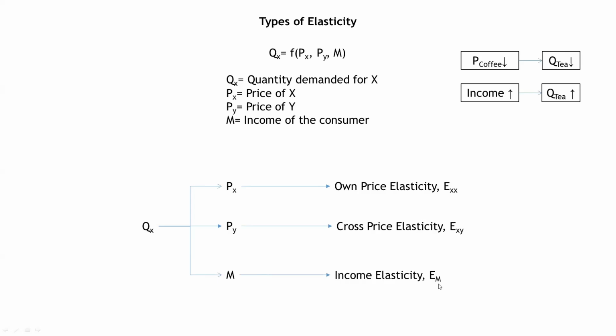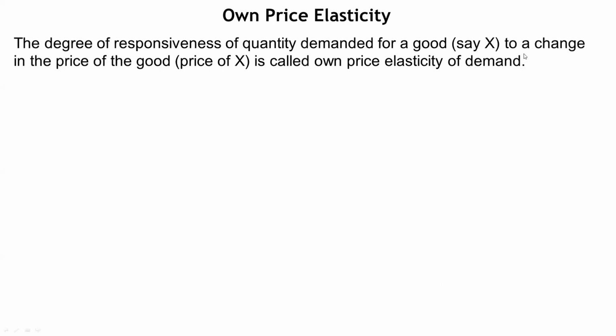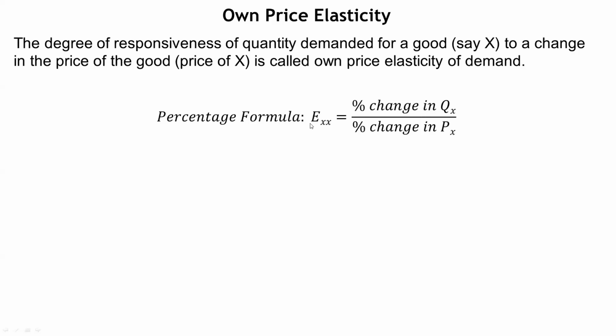I shall first give you a detail on own price elasticity. Own price elasticity measures the responsiveness in quantity demanded for a good due to the change in price of that good. We can measure own price elasticity in three different ways. Primarily, own price elasticity EXX is measured as the ratio between percentage change in quantity demanded for X and percentage change in price of X. It is called percentage formula of measuring own price elasticity.